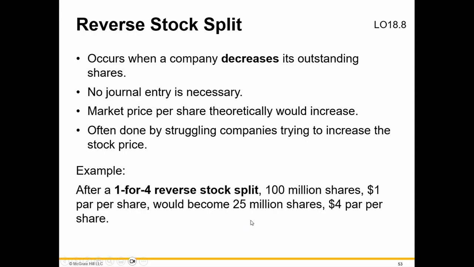You can reverse stock splits, so companies can decrease their outstanding shares. No journal entry was necessary. Theoretically, the market price should increase, and this is often done to try to increase the stock price when companies are struggling. So for example, a 1-for-4 reverse stock split, 100 million shares, $1 par, would become 25 million shares, right? So divide by 4, it's 25, but at $4 per share, because 100 million times $1 is $100 million, 25 million times $4 is still $100 million. You're just trying to make less shares available.